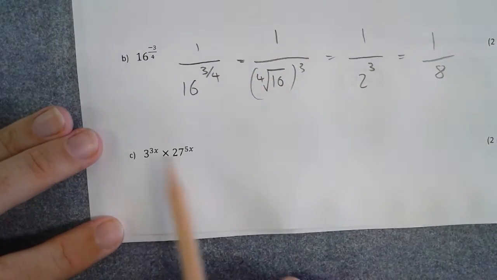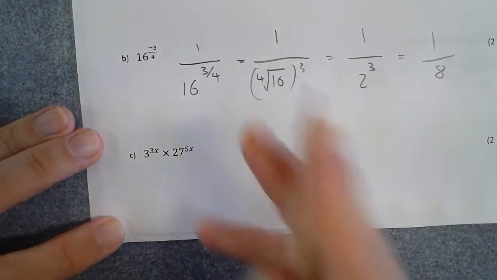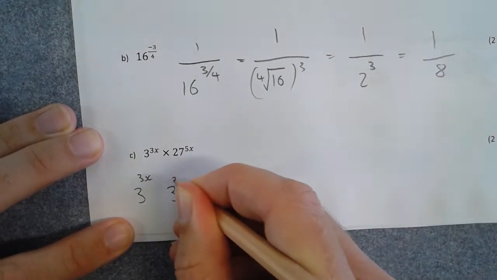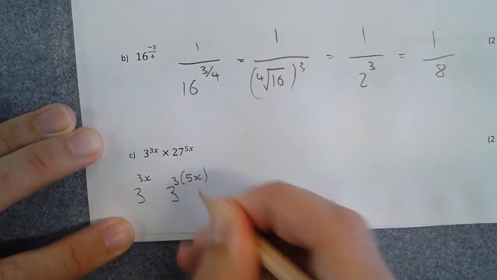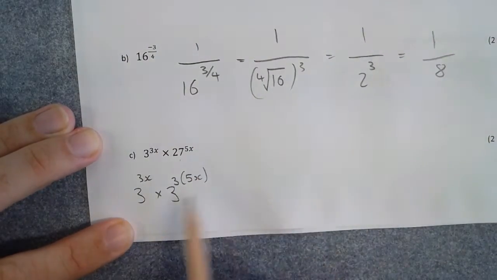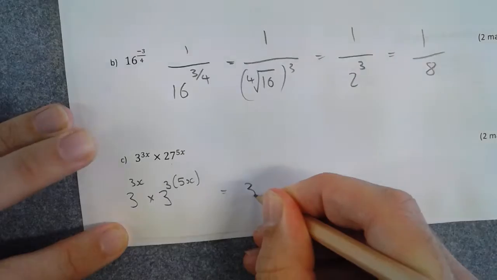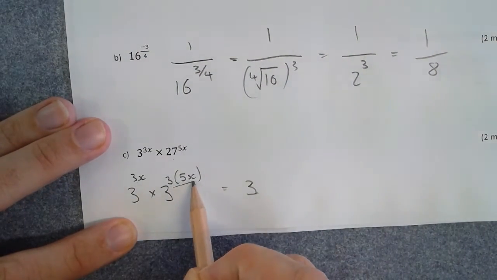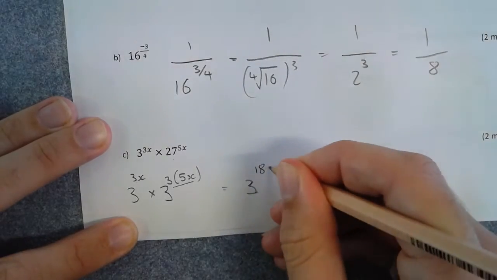Now we cannot multiply these together because the bases are different. So I recognise that 27 is a power of 3 because 3 cubed is 27. So now when we're doing this, we add the indices. So we end up with 3x plus 15x, because that time that's 15. 15 plus 3 is 18x.